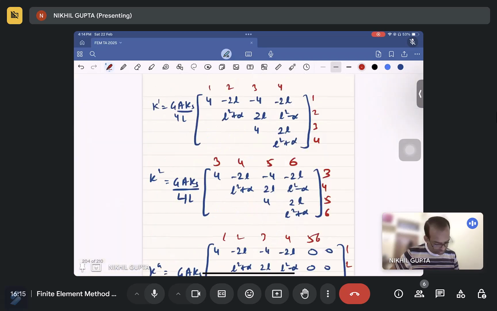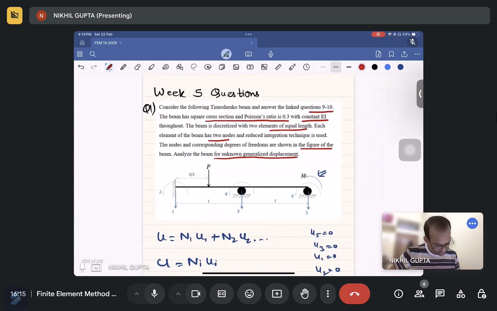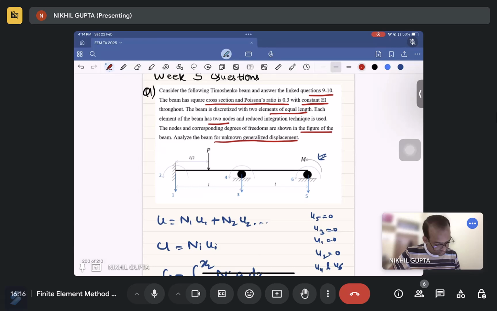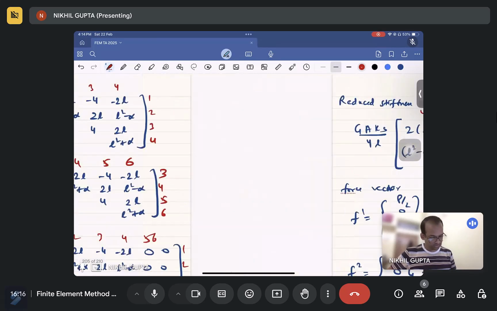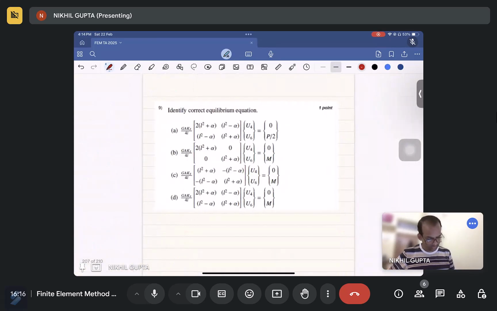I think the question is asking this only. Oh, I have done it. The question is far again. Okay, so they are asking this: identify the correct equation. So I think the answer is one of these.